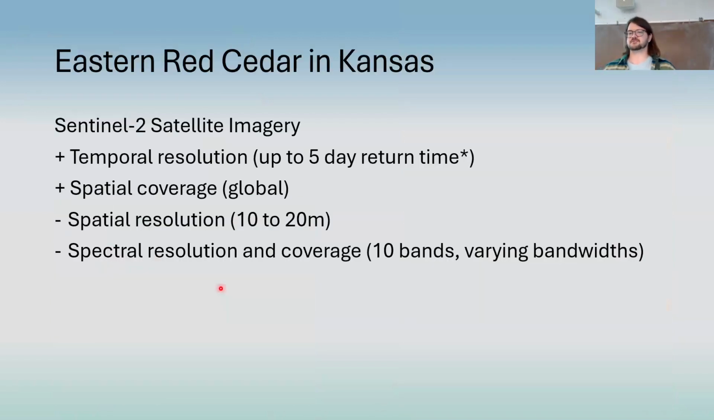And so leading into Eastern Red Cedar in Kansas, in this case, because we're going for statewide coverage, we are using a satellite product. So we have roughly 5-day return time, though this varies, and clouds, snow, atmospheric conditions can interfere a lot. So it's not like there are a lot of gaps in the data ultimately. But one of the virtues is the spatial coverage. We do lose some spatial resolution, and then we also lose some spectral resolution and coverage.